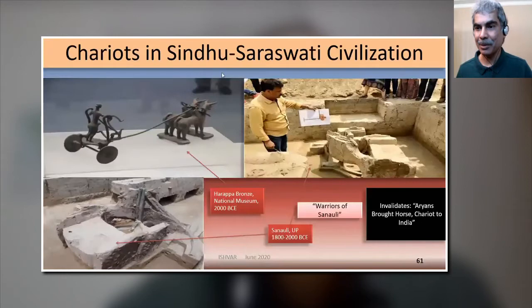Then the Sanauli chariot burials, right? Not one, not two, many chariot burials found in Sanauli. And I recommend you to take a look at this video, Warriors of Sanauli, with the chief archaeologist over there, where he's saying that these chariots are clearly horse-drawn chariots. These are not bullock chariots. These are horse chariots. He's also found evidence of a horse whip in addition. So this invalidates the notion that Aryans brought the horse and chariots to India by the material evidence that we found over here.